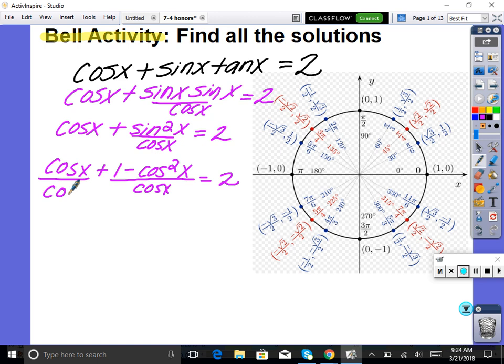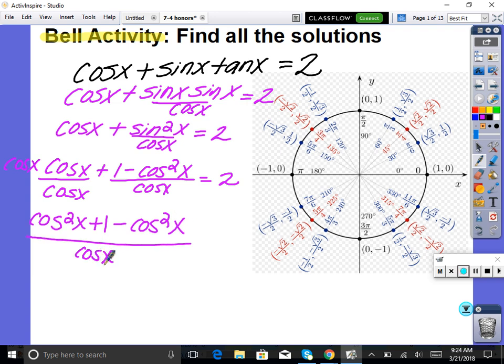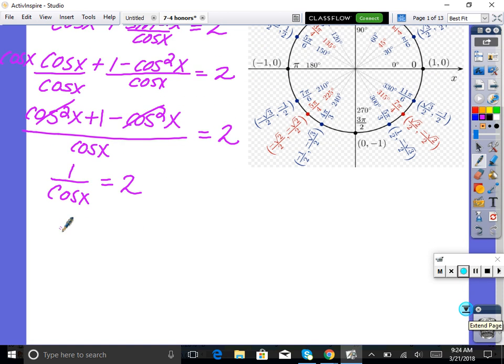Okay, so this is times by cosine of x. We need a common denominator. So then we have cosine squared x, right? Then we have plus 1 minus cosine squared x, and that's all over cosine of x equals 2. So then you have these cancel out. So then we have this right now, 1 over cosine of x equals 2. So isn't that true to say we're looking at when does secant of x equal 2?